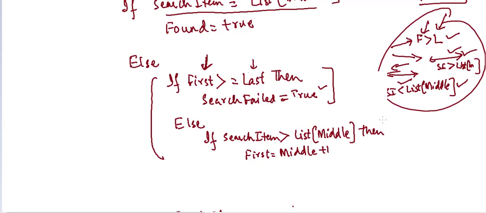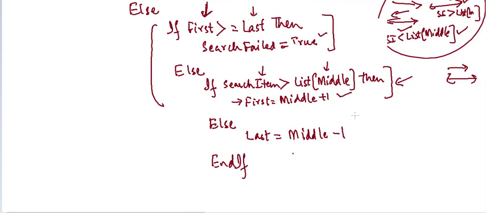Now what this is doing is checking that if search item is greater than list middle, that means we have to look in the forward half of the array. So we are moving our pointer first to middle plus 1. And next, if we don't have to search through the forward half of the array, that means we have to search through the lower half of the array. Which means we will have to move our last, so this pointer last is being set equal to middle minus 1.